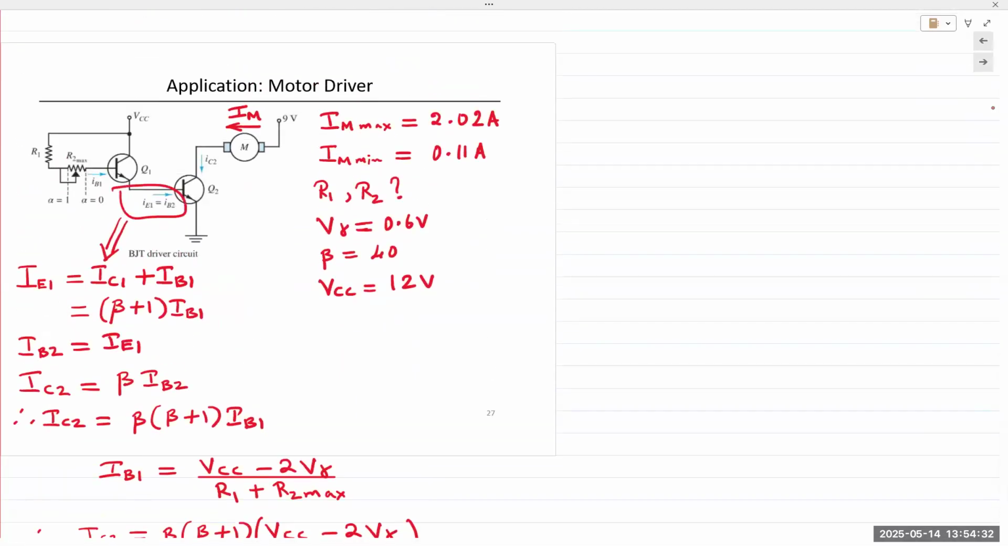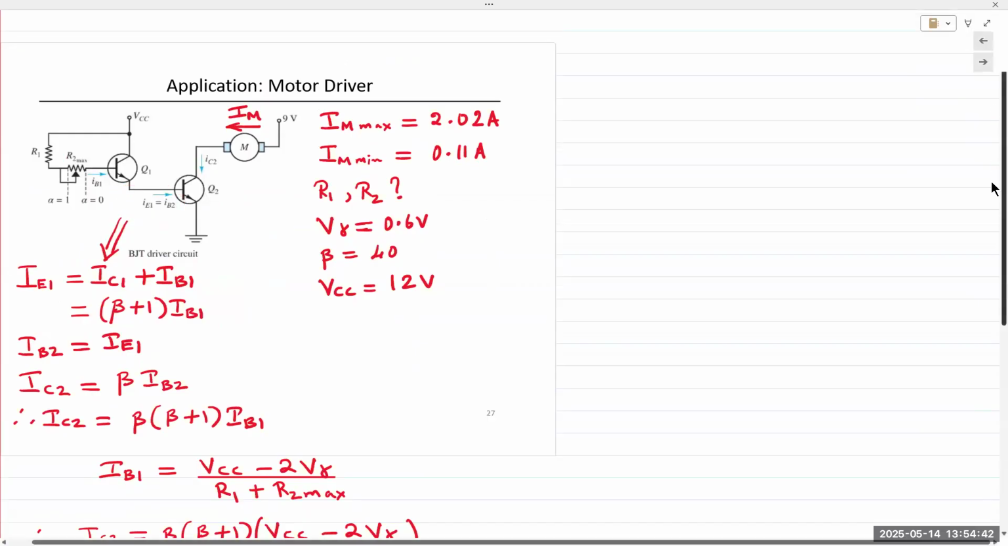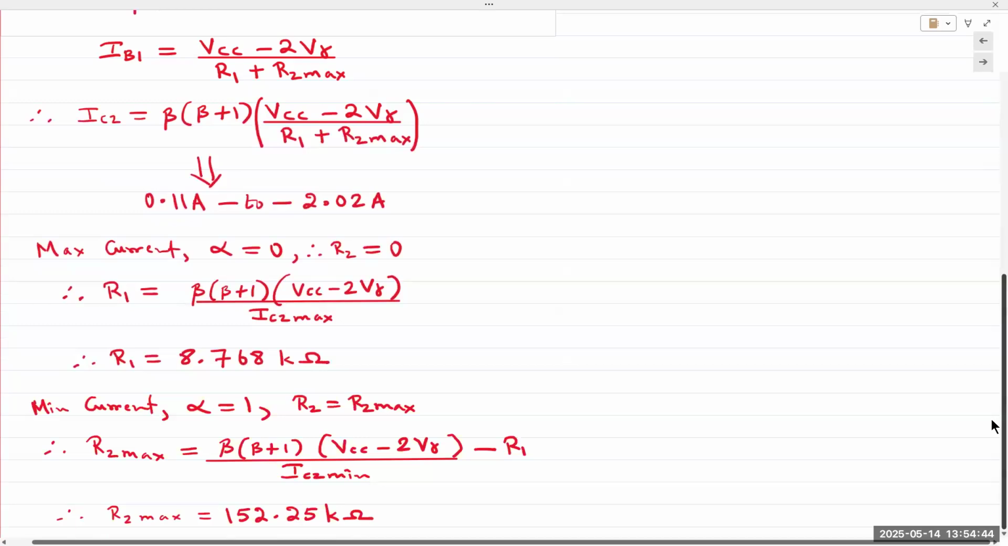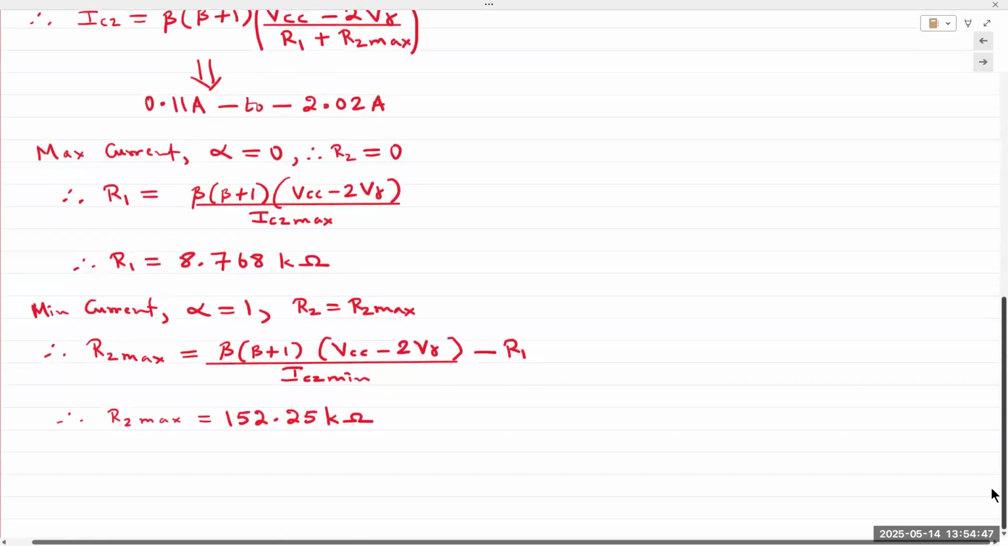Sorry, not IC. IE1, the output is taken from the emitter. So IE1 goes as the base input of the second transistor, okay? So go through this calculation, the analysis. All we're trying to do is find the value for the resistance and for the R2 max that we saw in the previous circuit.